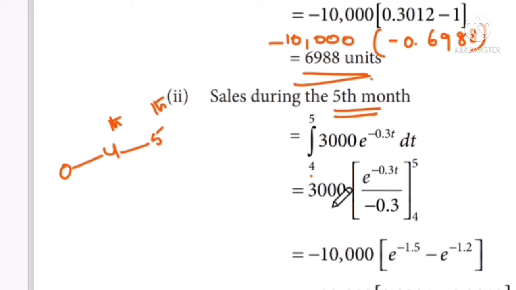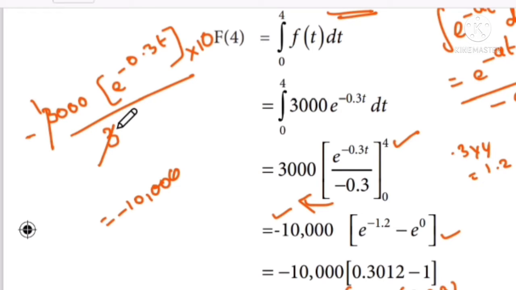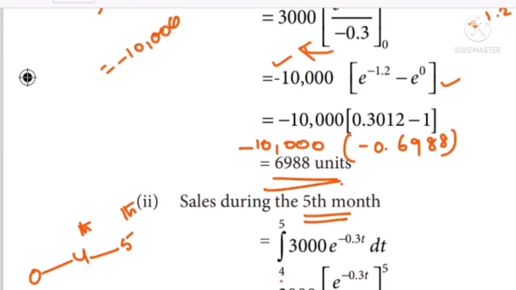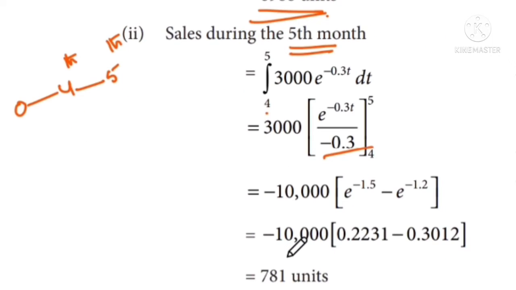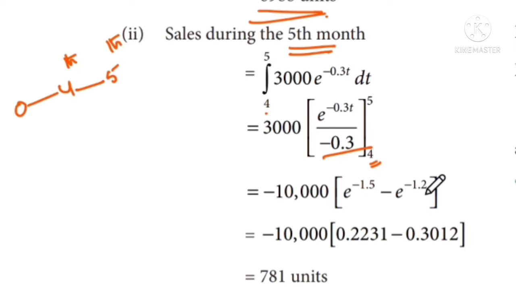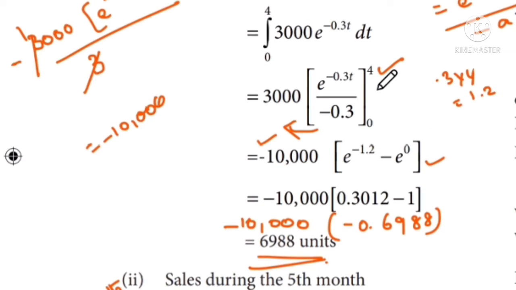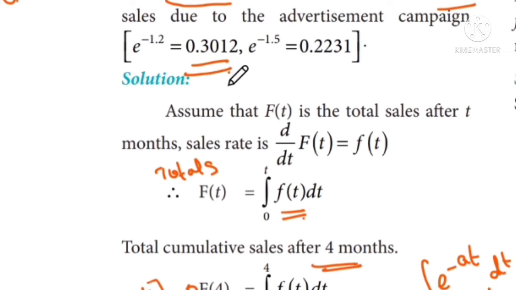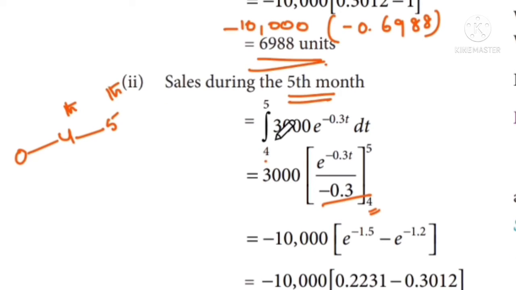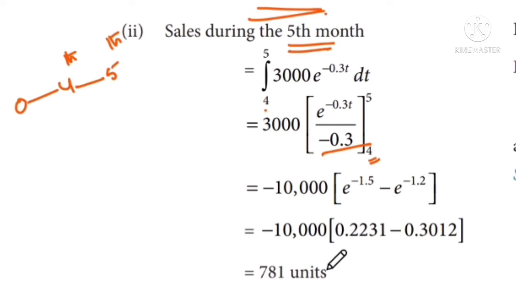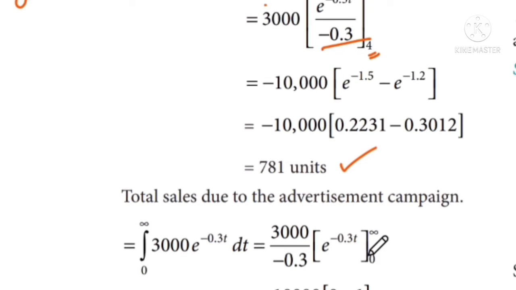So this 3000 by 0.3, 1000 by 0.3 you can write as 3 by 10, you get 10,000. There is a minus sign, so minus 10,000. You put t is 5, you get 5 into 3, 15, so it is minus 1.5. You put t is 4, so 0.3 into 4 will give you 1.2. Both the values are given in the question: e power minus 1.2, e power minus 1.5. Just substitute and subtract. You are getting 781 units.